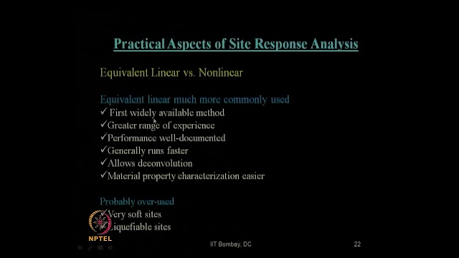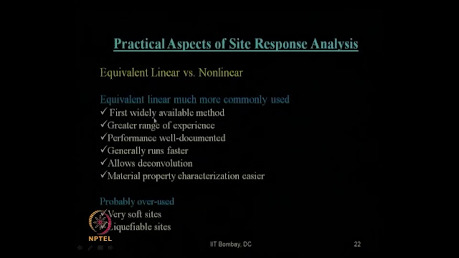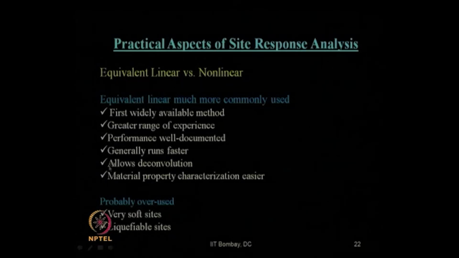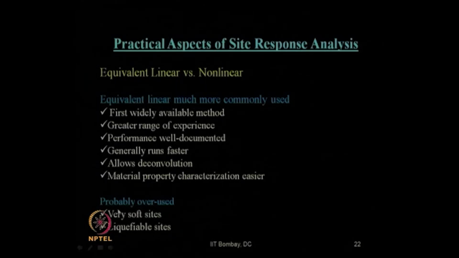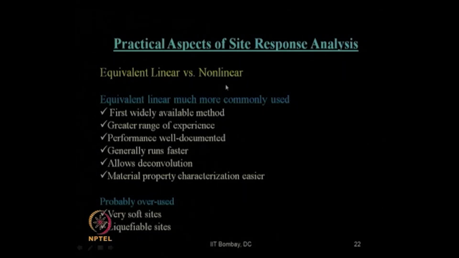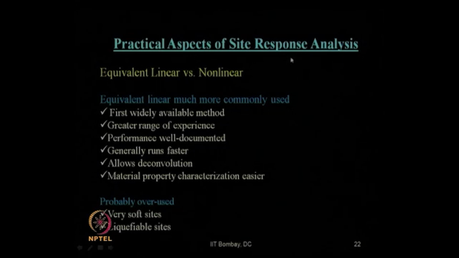Why? Because you are only considering the G secant. At whatever strain level you are interested in, that value of G secant you can consider, right. Wherever we mention these advantages of equivalent linear over the non-linear, the other side of it is that these are probably overused for very soft sites and liquefiable sites, which should not be. We have already seen that for this type of site, the non-linear approach is better; nonlinear site response analysis or nonlinear ground response analysis is a better option.